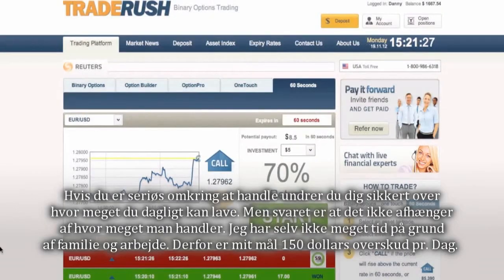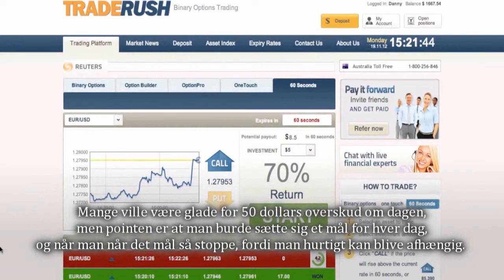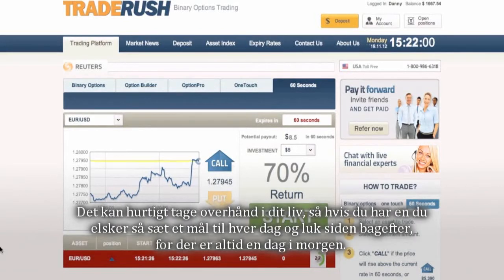Now, if you're serious about trading, you might wonder, how much can I make on a daily basis? Well, the answer is it all depends on how much you trade. I don't get to trade much because I have a full-time job and a family, and my target per day is about $150. Now, I know that a lot of you would be happy with just $50 per day, but the point I'm trying to make is you should set a target for every day, and once you reach that target, just stop trading, because this can get very addictive, and just like any other addiction, it shouldn't cause you to lose track of your life.